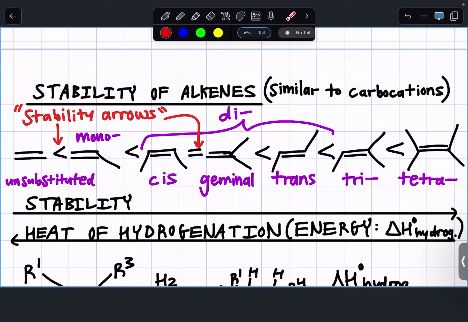Right? We have three different di-substituted double bonds: the cis, geminal, and trans. The cis and geminal alkenes are similar in stability, but the trans alkene is going to be more stable than the cis and geminal alkenes. Right? So if an alkene is more stable, it will have less energy, less potential energy. If an alkene is unstable, like more unstable, it will have more energy in the form of heat, right?